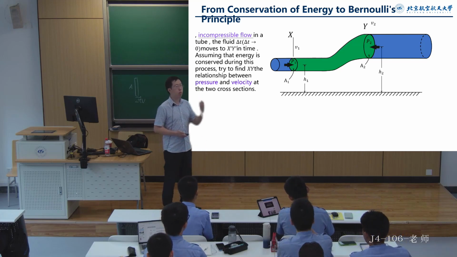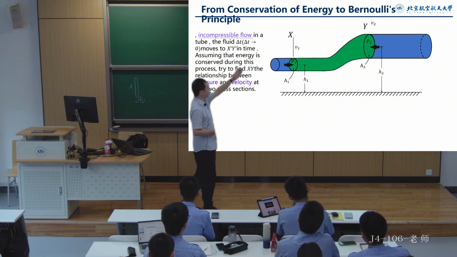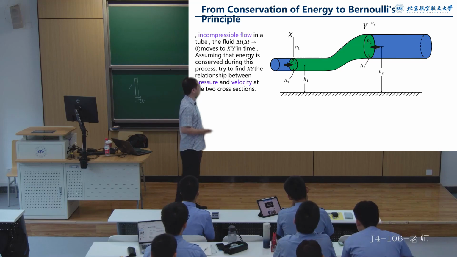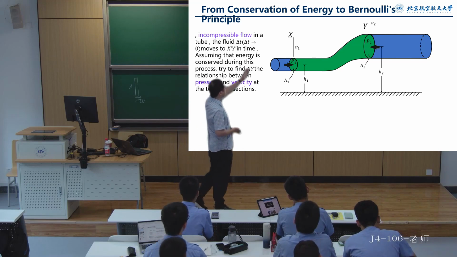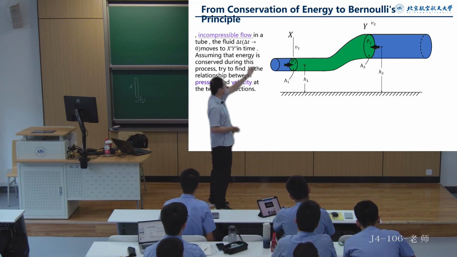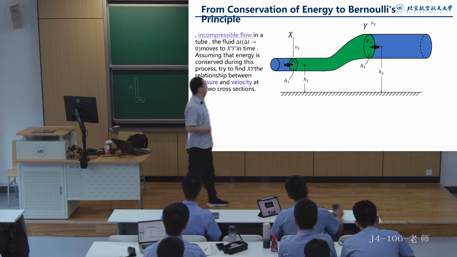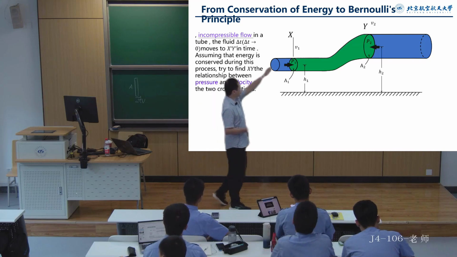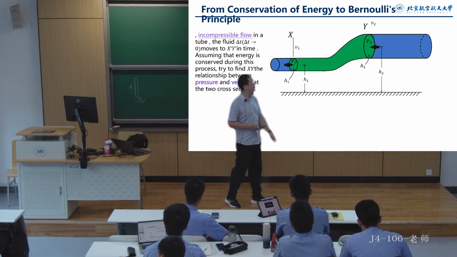When deriving Bernoulli's principle, we will use a basic scenario of a one-dimensional pipeline. Here, we can see that the whole pipeline is of a fixed length. Note that it is of a fixed length, and it involves incompressible flow. Initially, we focus on this segment, which we have marked in green, and it spans from X to Y.